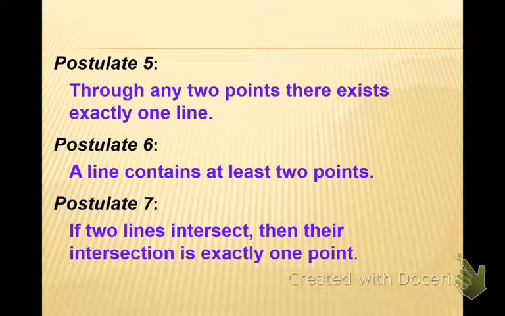But the last thing I tell you to do is to memorize these numbers. Postulate 5, 6, and 7 state these. So postulate 5 says through any 2 points there exists exactly one line. And we know that it takes 2 points to make a line. But that postulate goes a step further and says that there exists exactly one line.